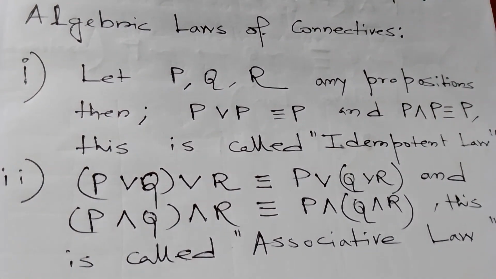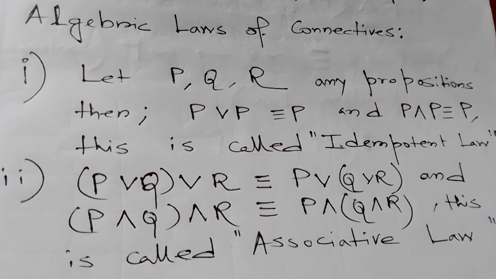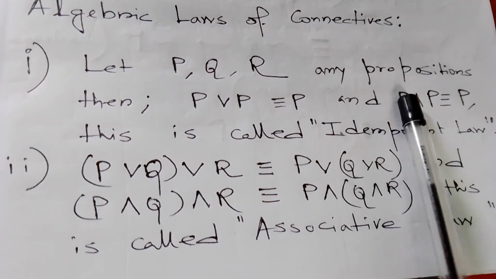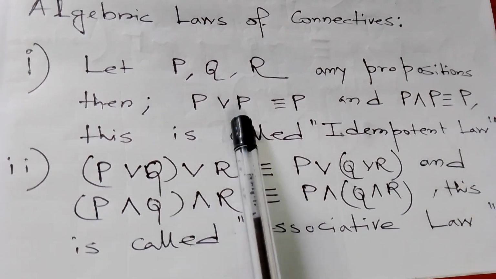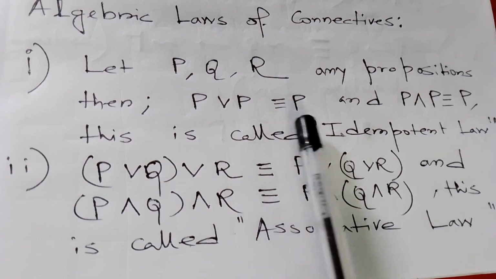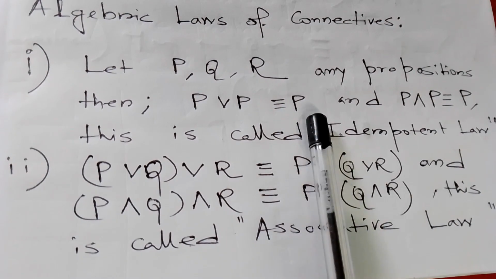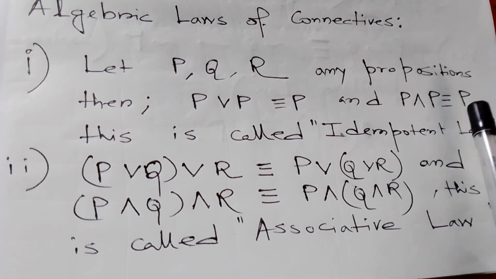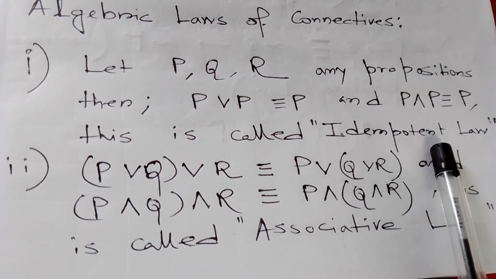So now, algebraic laws of connectives. Why do we need these laws? The answer is, whenever we need to simplify any propositional formula, we will need these laws. Let P, Q, R be any propositions. Then P disjunction P has logical equivalence with P, and P conjunction P has logical equivalence with P, and this is called the idempotent law.